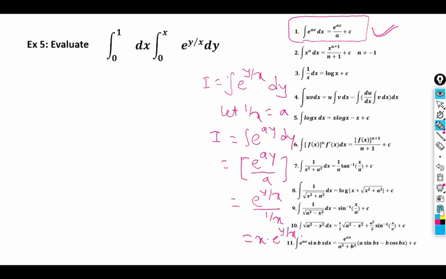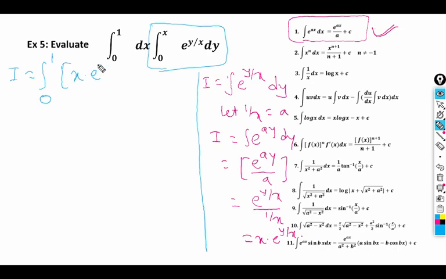Now to evaluate our integral I, which is from 0 to 1, this integral we have already done in the side work here. So I will use that value directly. The value is x into e raised to y by x, limits are 0 to x, and the dx is as it is.